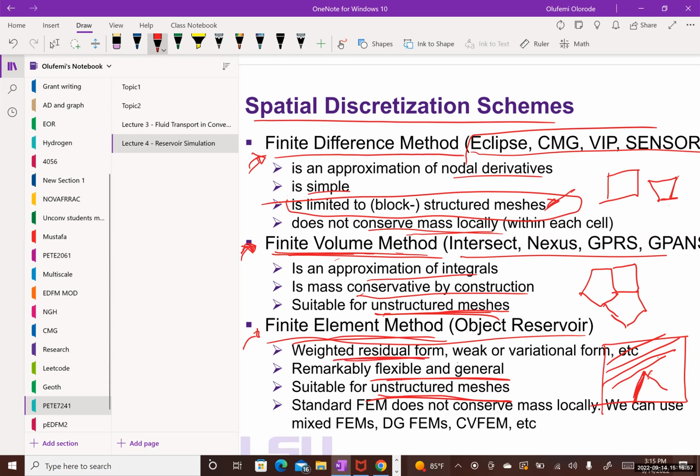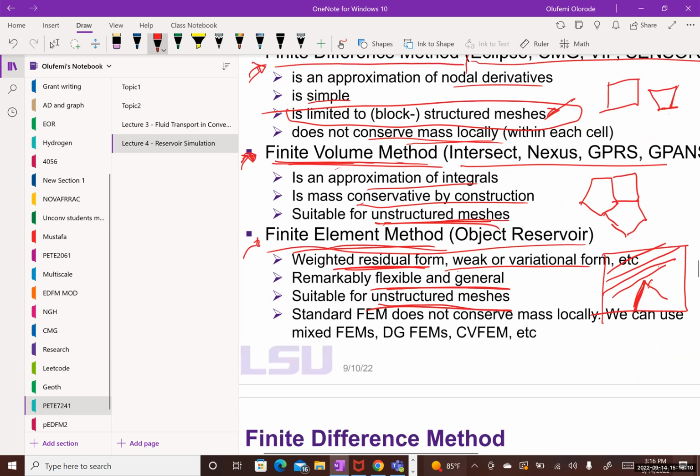We're not going to talk about finite element method. I used to, but I think it just gives us something more to worry about instead of focusing on multi-scale methods. So we're not going to talk about finite elements.